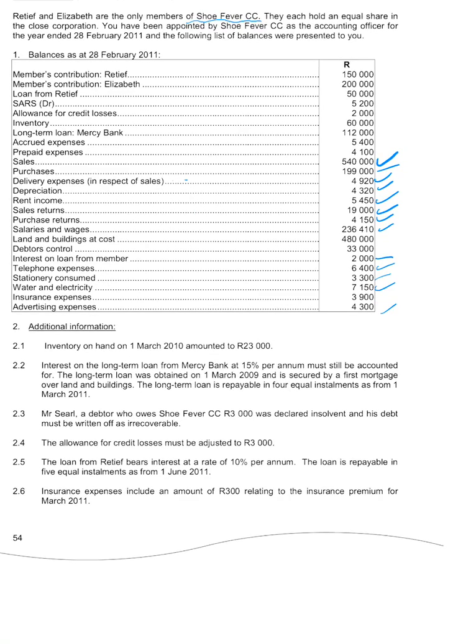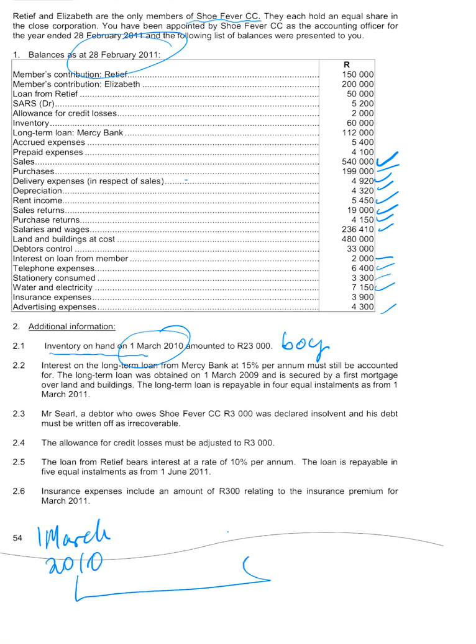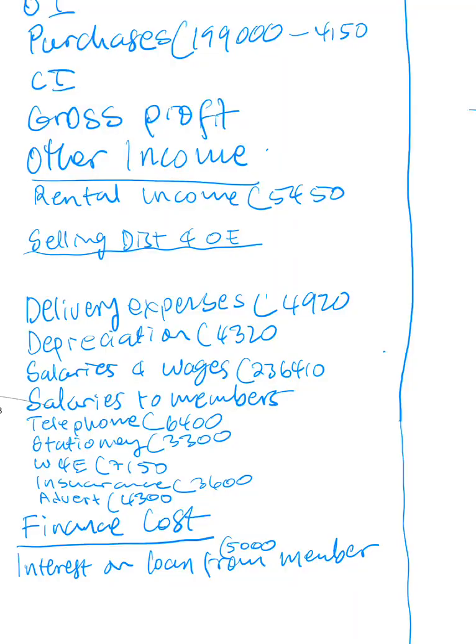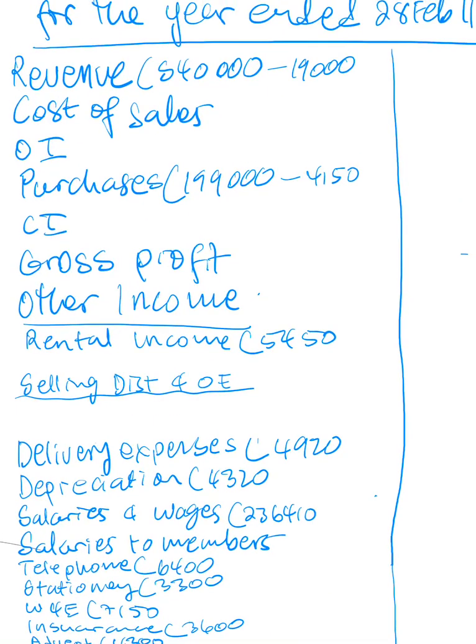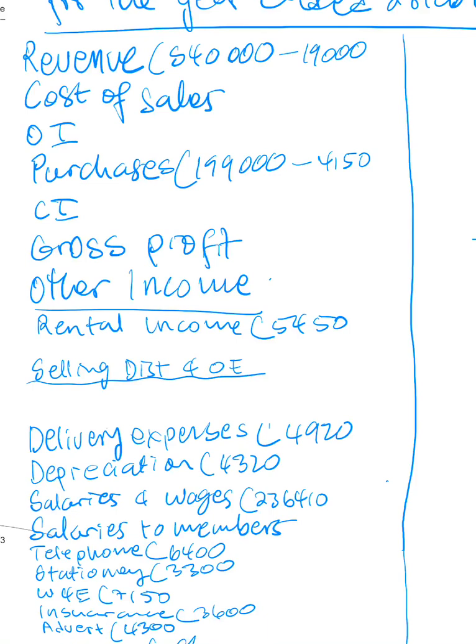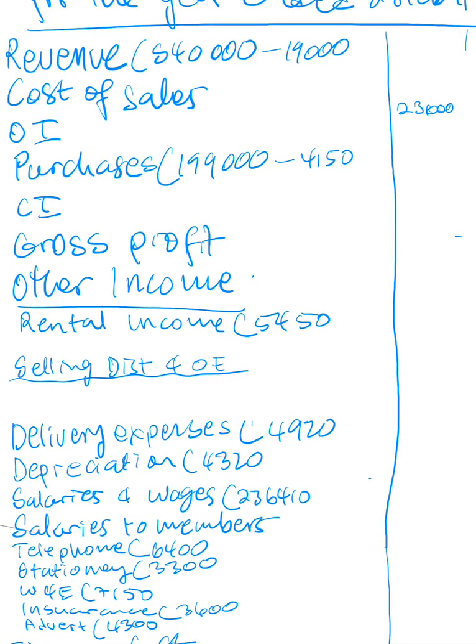So they are telling you that inventory on hand on 1 March, so this is the beginning of the year. Remember, our year ends on 28 February 2011, so we are starting from the 1st of March 2010 until 31 March 2011. So 1 March 2010 is our opening inventory. So I'll put my opening inventory of 23,000.